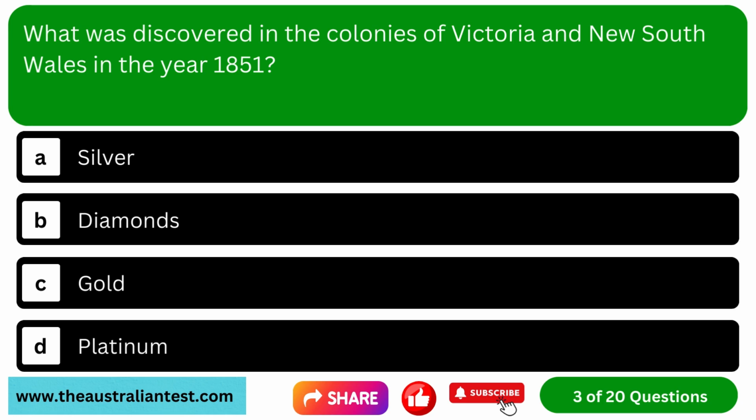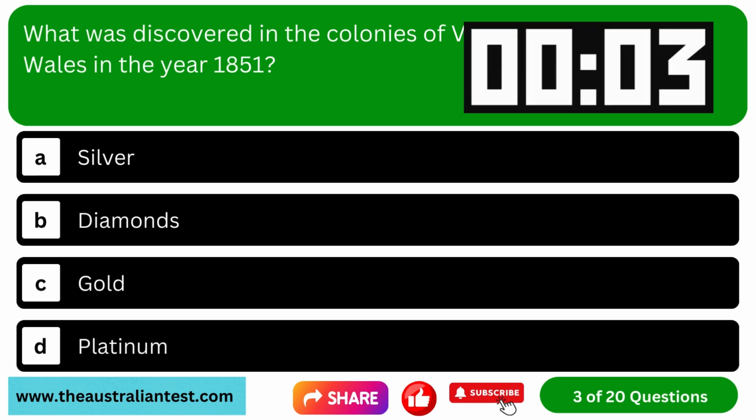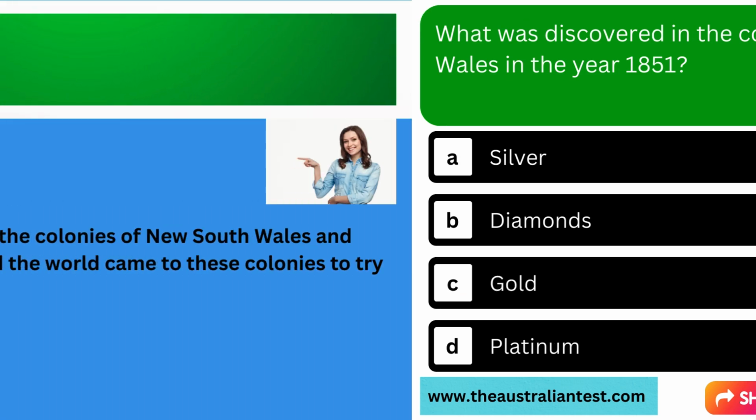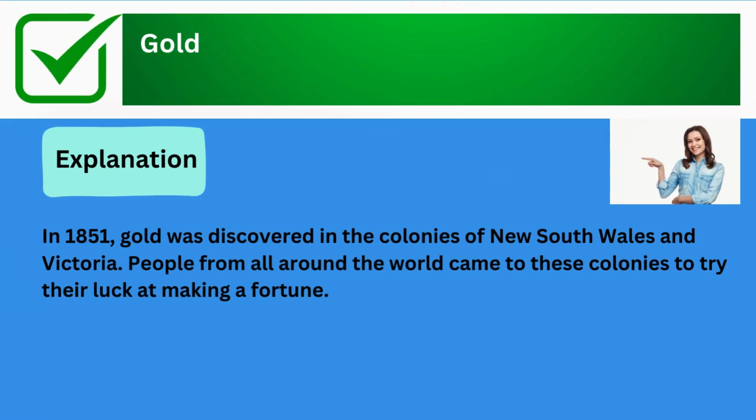Question 3. What was discovered in the colonies of Victoria and New South Wales in the year 1851? Option A, silver. Option B, diamonds. Option C, gold. Option D, platinum. The correct answer is gold. Explanation. In 1851, gold was discovered in the colonies of New South Wales and Victoria. People from all around the world came to these colonies to try their luck at making a fortune.